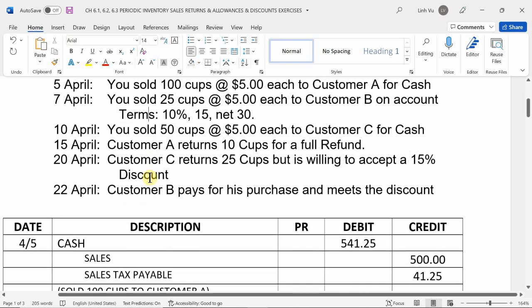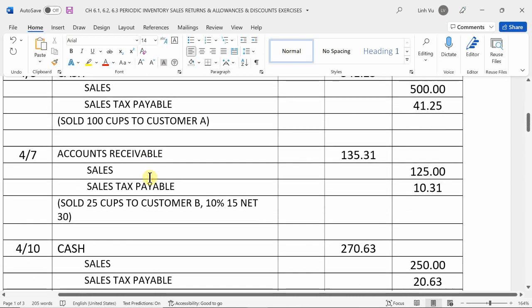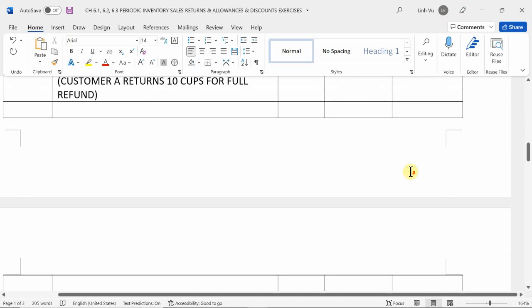10% on $125. Okay, so let's take a look at that transaction. So here's my accounts receivable, right? He owes me $135.31, but the total amount of sales that I had was $125. So that means I can only take a discount of 10% off of the $125. So in this case, how much is my discount? $12.50. Okay, so there you go.